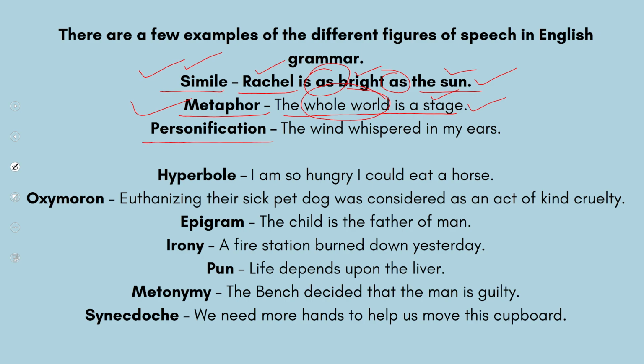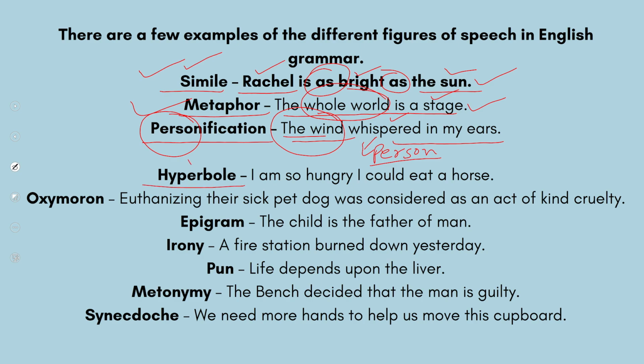Personification, notice the word person in it. Yes, the qualities of a person are given to inanimate objects or other living creatures other than humans. For example, the wind whispered in my ears. We know that whispering is done by humans. If we say that the wind whispers, we can say that the wind is given the quality of whispering, which is a quality of a person, of a human being. So this is an example of personification.